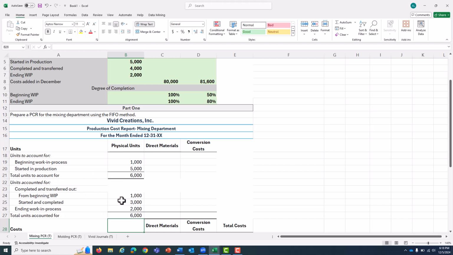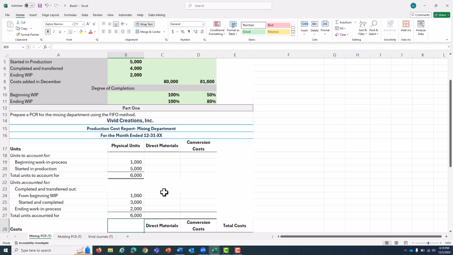So we transferred out a total of 4,000 units, 1,000 from beginning WIP and 3,000 that were started and completed during the period, and the other 2,000 are in ending WIP, but that's a total of 6,000. So one more time, how do you find the started and completed number? It's the total amount that you transferred out minus the amount that you had in your beginning WIP. And now we need to convert this into equivalent units. It's just too hard to calculate when you have different levels of completion.